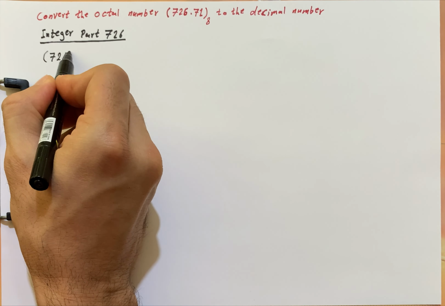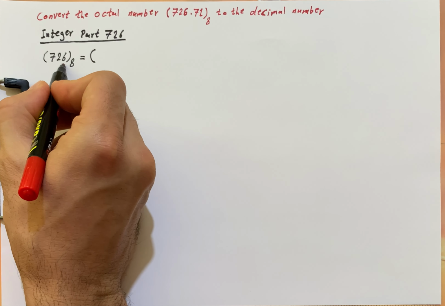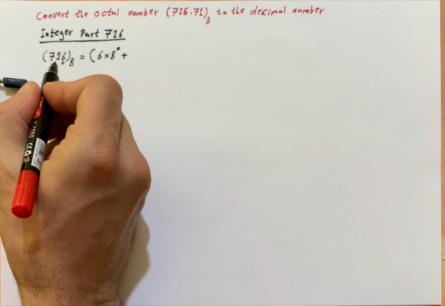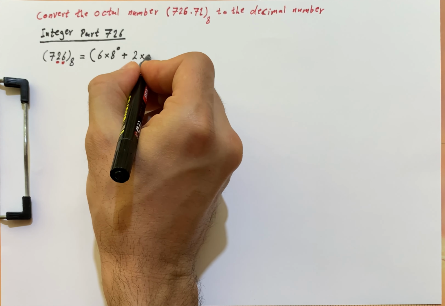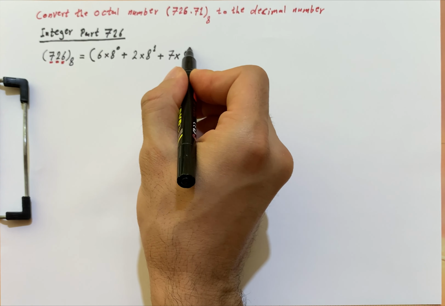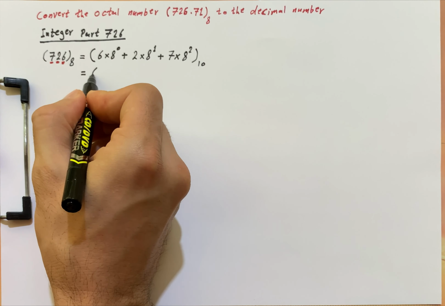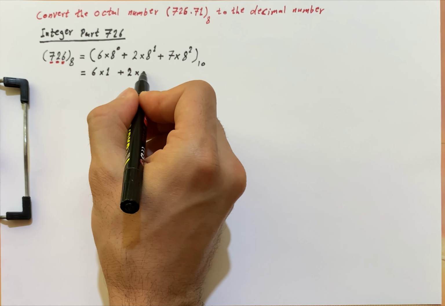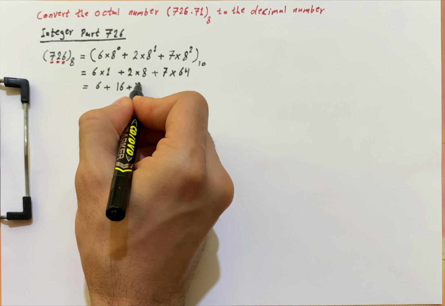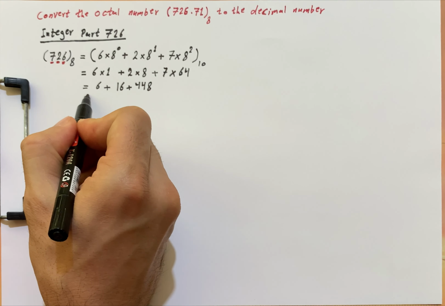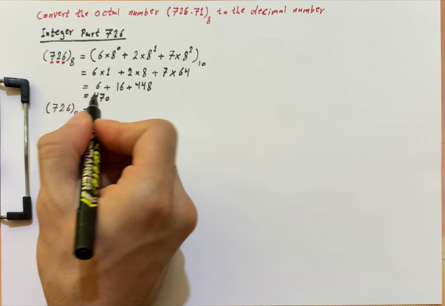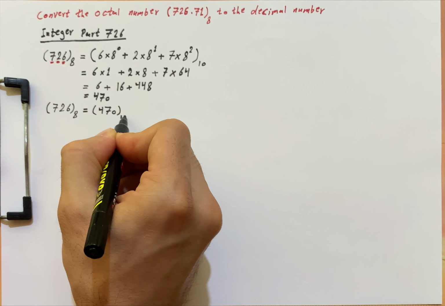By applying the previous law, we take the first right digit, this 6, and multiply it by the base 8 to the power of 0, plus the next left digit, this 2, multiply it by the base 8 to the power of 1, plus the next left digit, this 7, multiply it by the base 8 to the power of 2. This is equal to 6 times 1 plus 2 times 8 plus 7 times 64, equal to 6 plus 16 plus 448. And this is equal to 470. So the number 726 in octal is equal to 470 in decimal.